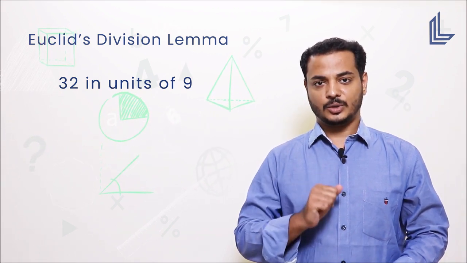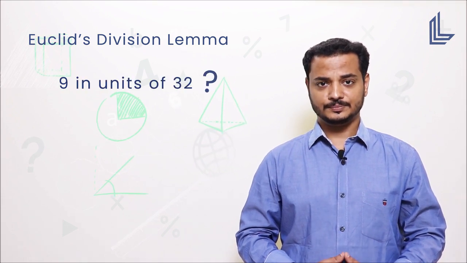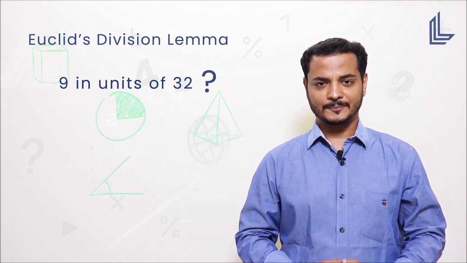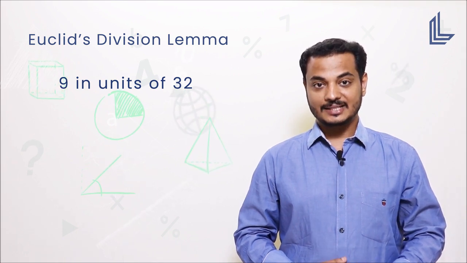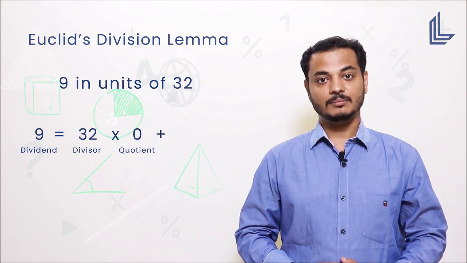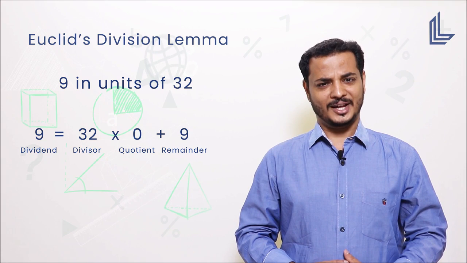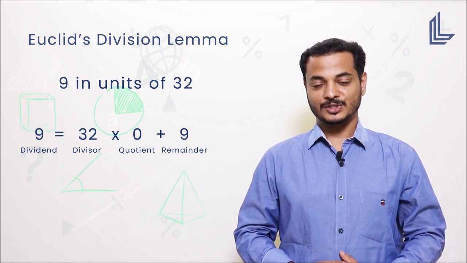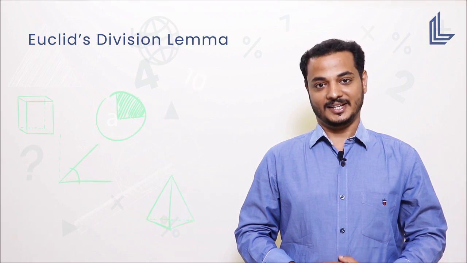Now I would like to ask you a question. Can you express 9 in units of 32? Think about it. When you think about it, you will see that you can express 9 as 32 times 0 plus 9. Now that's interesting, right? We always say 0 has no value. But see how useful 0 was here? Such a useful tool 0 is.